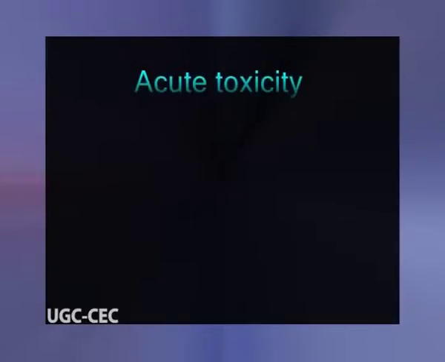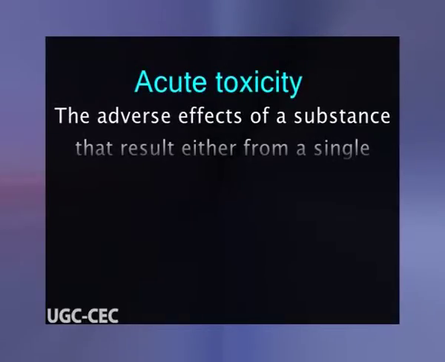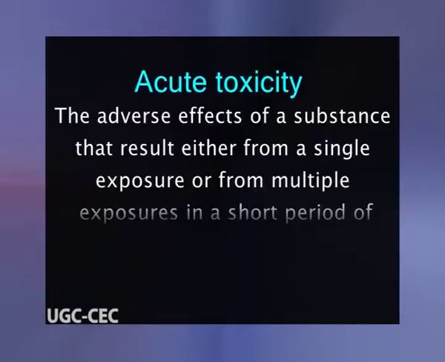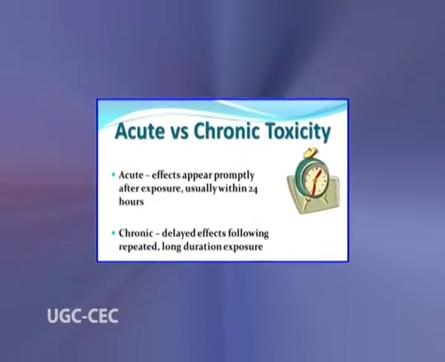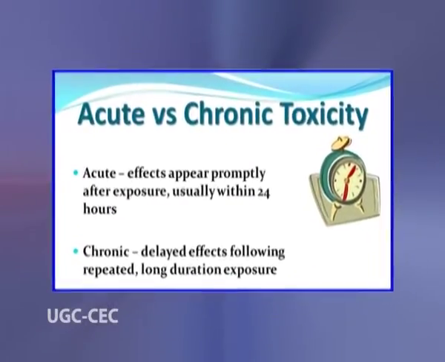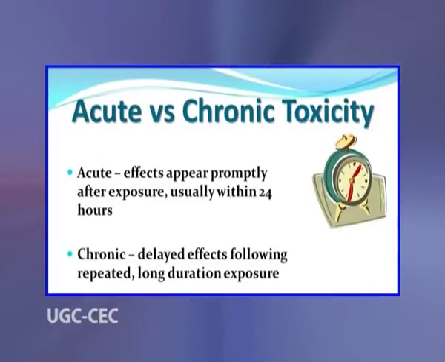Acute toxicity describes the adverse effects of a substance that result either from a single exposure or from multiple exposures in a short period of time, usually less than 24 hours. To be described as acute toxicity, the adverse effect should occur within 14 days of the administration of the substance. Acute toxicity is distinguished from chronic toxicity, which describes the adverse health effects from repeated exposures, often at lower levels, to a substance over a longer time period, months or years.